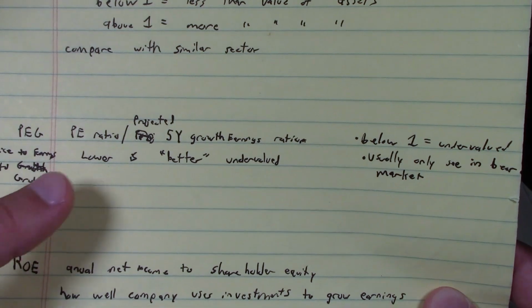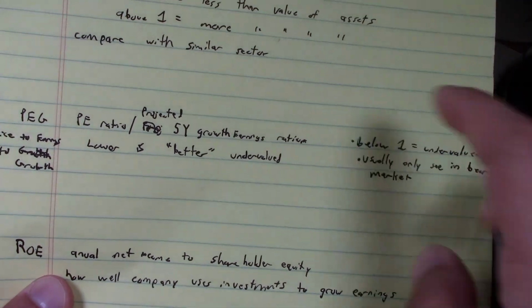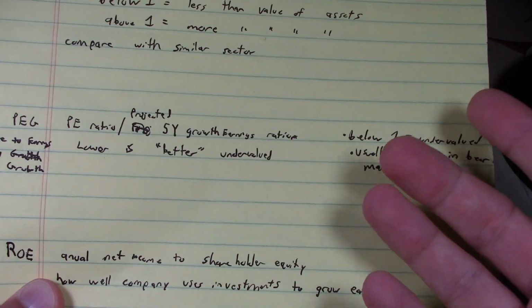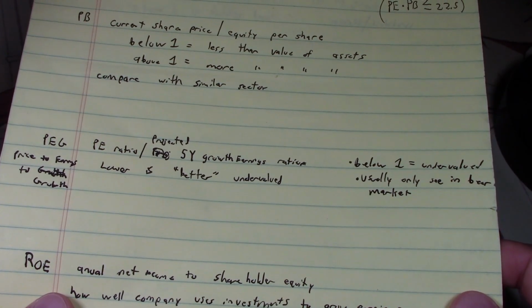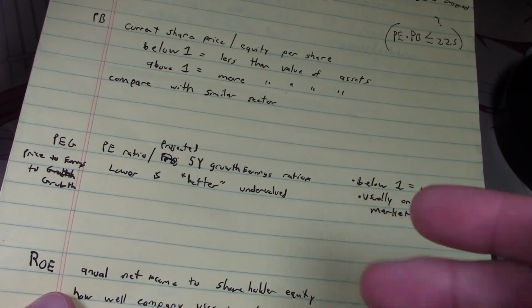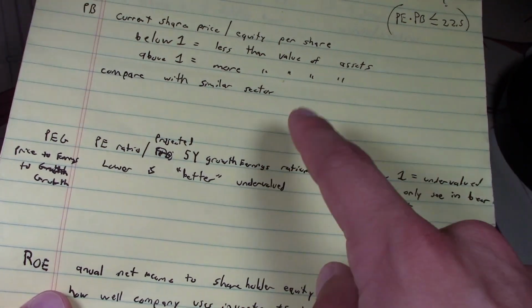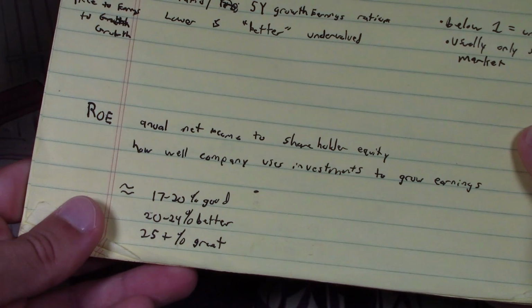Because if the PE ratio is much larger than the earnings growth, that usually means people are valuing a company more, as opposed to when the earnings are growing a lot faster and the ratio is a lot less.